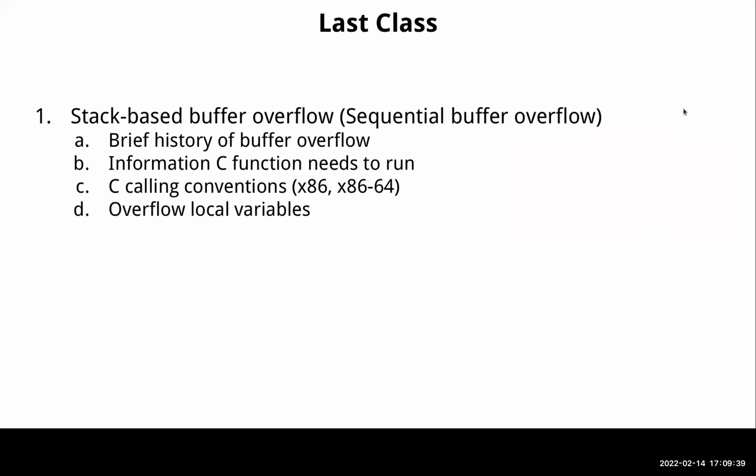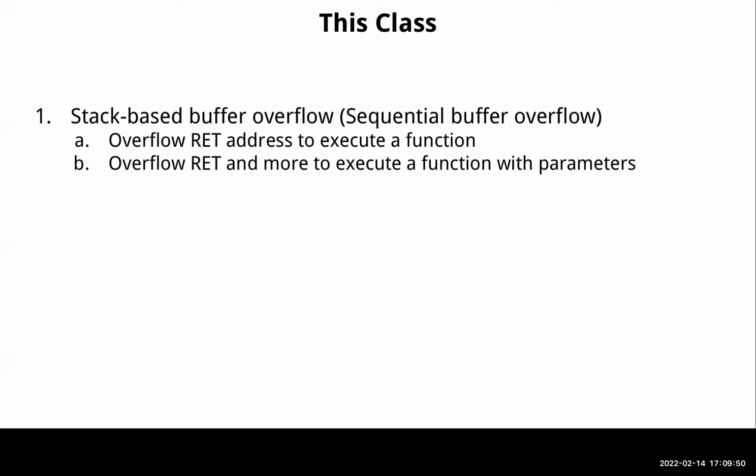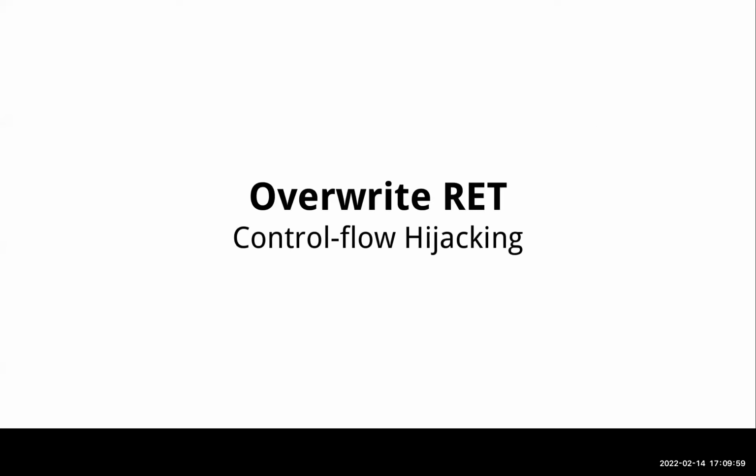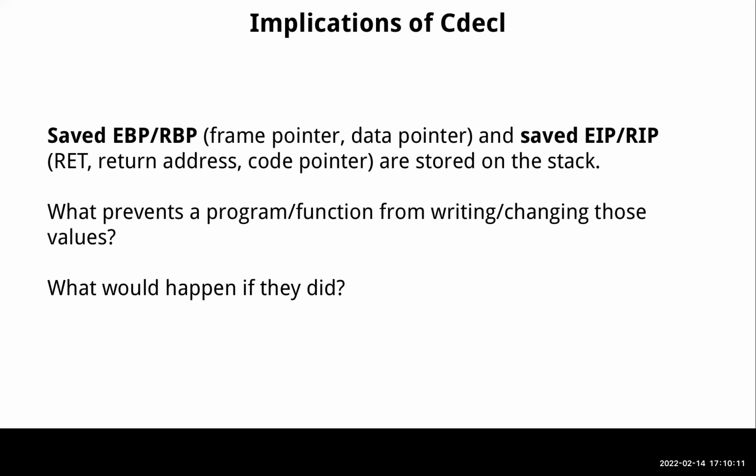Okay, so last class, we started talking about stack-based buffer overflow. We saw 2 examples to overflow local variables. Today, we are doing something even more interesting. We are not overflowing the local variables. We are going to overflow the return address on the stack. So this is your first control flow hijacking attack.